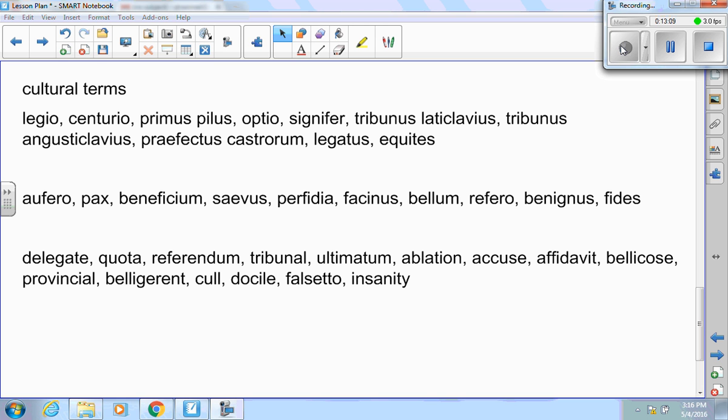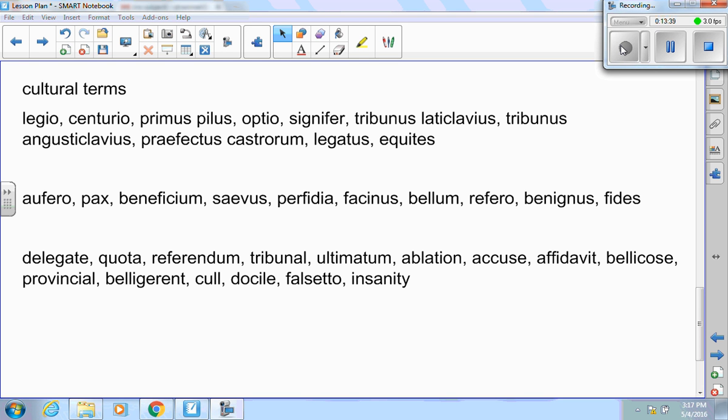That would be ultimatum. We have ablation, which is the removal of dead skin. Accuse, that's to charge with an error or offense. Affidavit is a written declaration made under oath. Bellicose is warlike or quarrelsome, angry. Provincial is limited in perspective, narrow. Basically, you only have information about your province. Belligerent is aggressively hostile, outspoken.